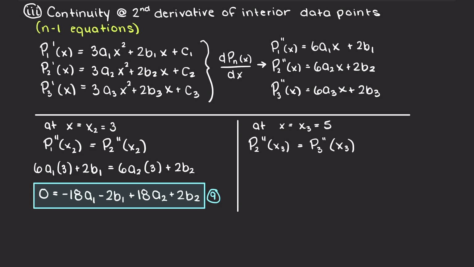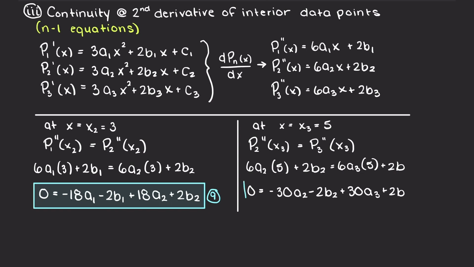Secondly, we can repeat this process with our second interior data point, between p2 and p3. Therefore, we will again take the derivative of our first derivative p2 and p3 functions we found earlier and evaluate them at x equals x3, which is 5. And again, we will rearrange this equation to put all variables on one side and just leave our constant, which is 0, on the other side of the equation.